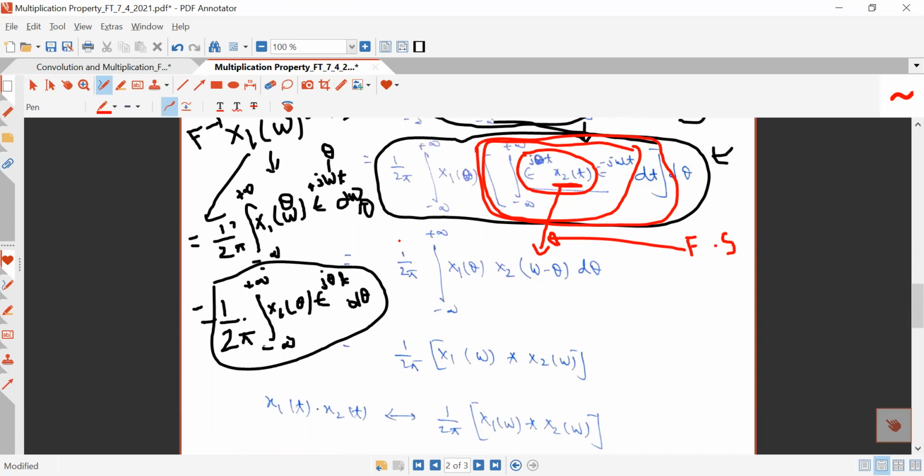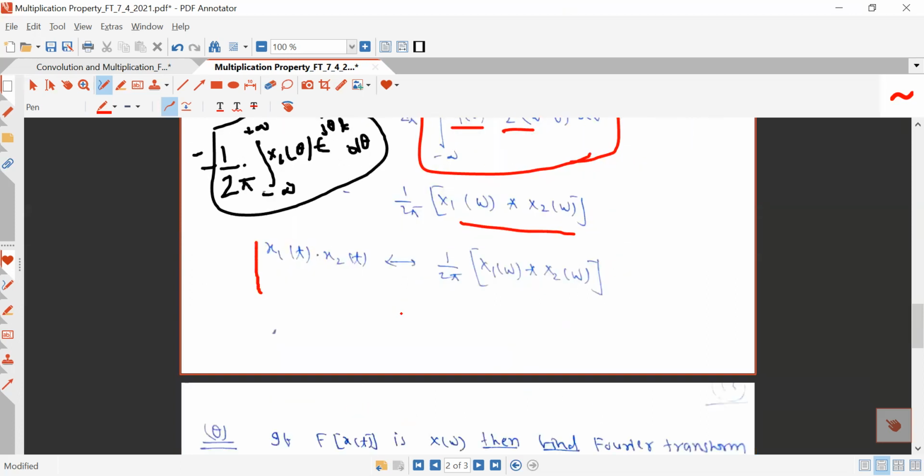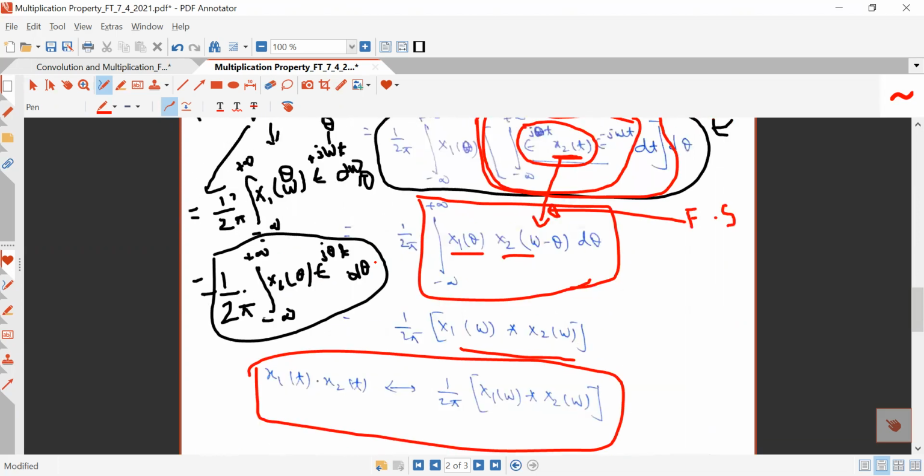Now you know the convolution of X1(omega) and X2(omega) will be integral of X1(tau) X2(omega minus tau) d tau, or you can write integral of X1(theta) X2(omega minus theta) d theta. So this integral is just a convolution between X1(omega) and X2(omega). In this way you can prove the multiplication property of the Fourier transform.